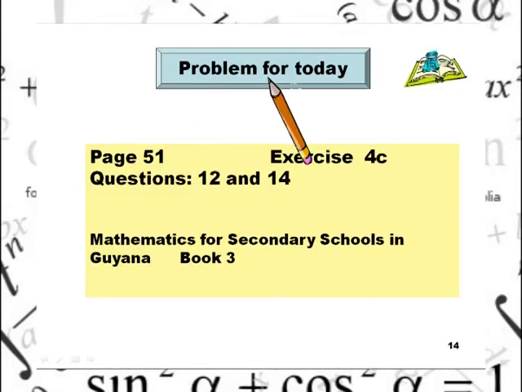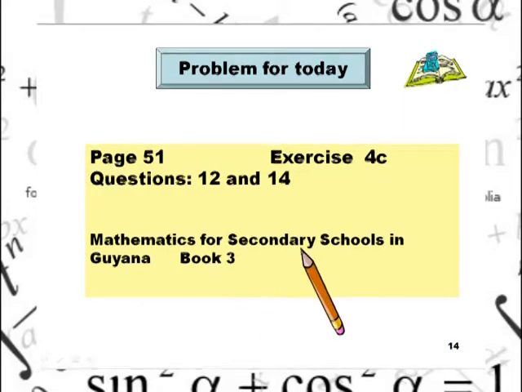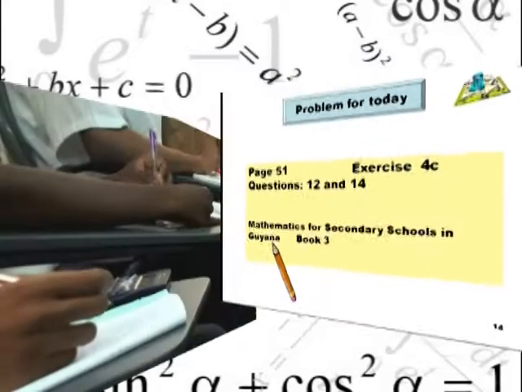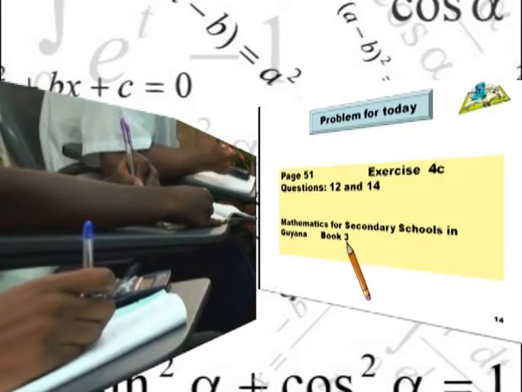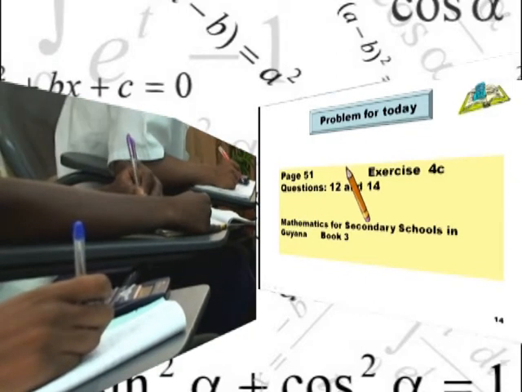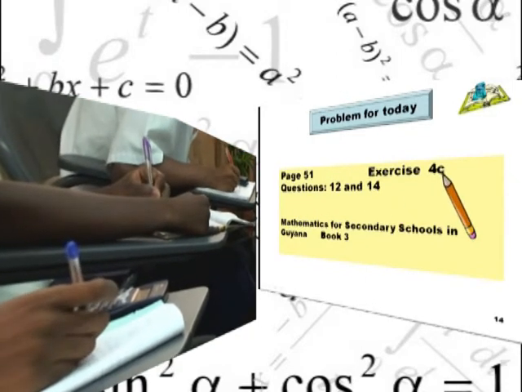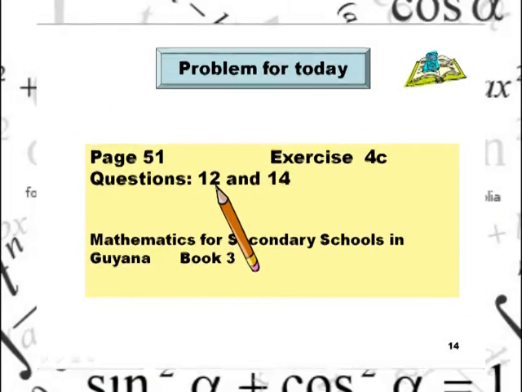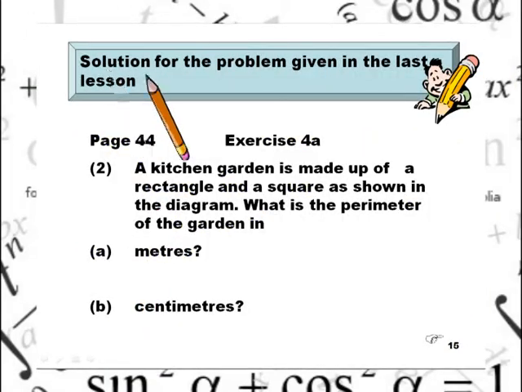Problem for today is taken from Mathematics for Secondary Schools in Guyana, Book 3. It will be found on page 51, exercise 4C, questions 12 and 14. Solution for the problem given in the last lesson. Page 44, exercise 4A. Question 2.